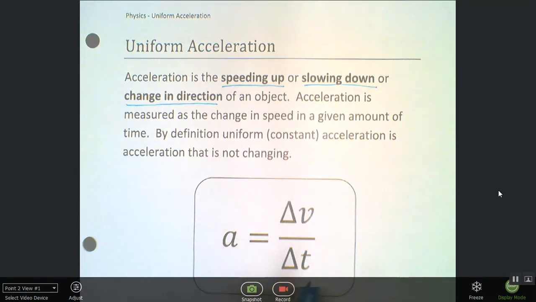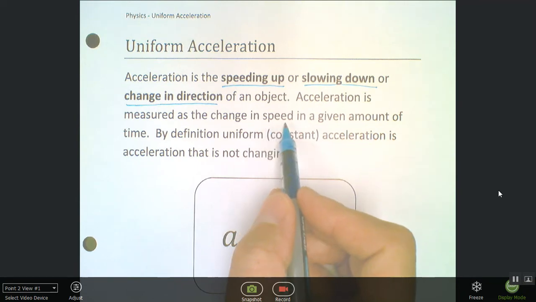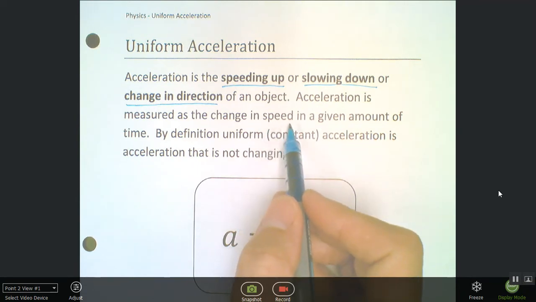It means that the velocity is changing, which is the speed with direction, but it's changing at a very constant rate. And the rate at which it's changing is not changing. Now, I wrote here it's the change in speed, but in a lot of ways, we can say it's actually the change in velocity, since we're really dealing with directionality as well.